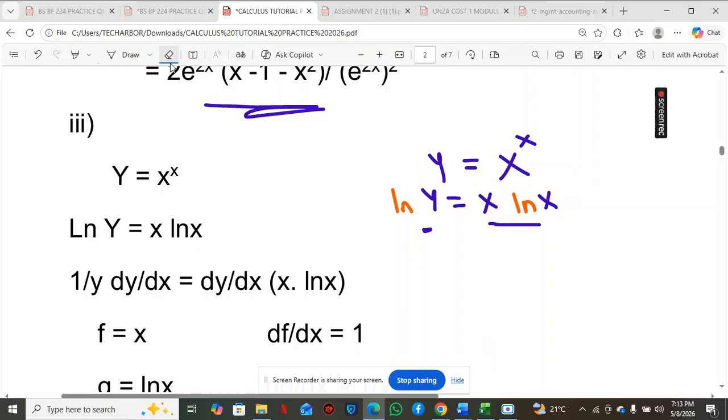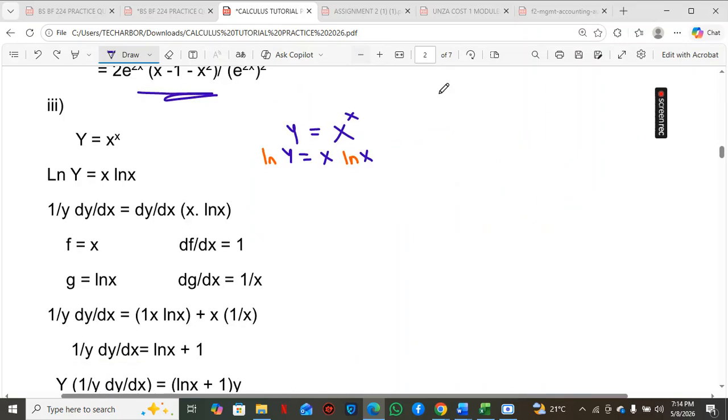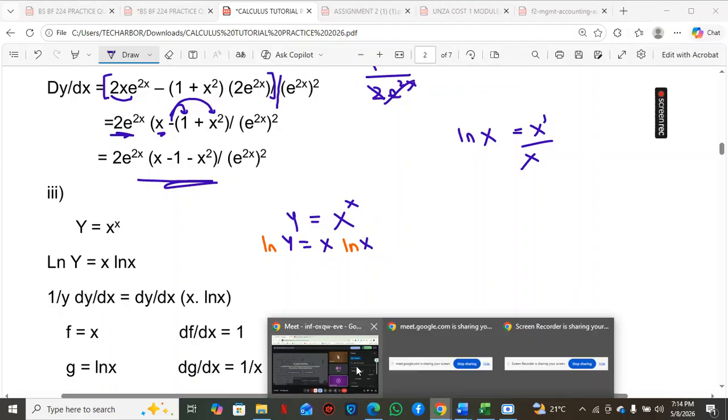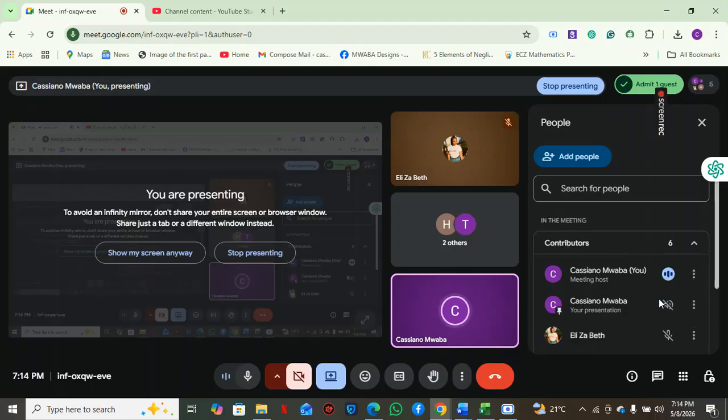Okay, so if you remember yesterday, this is how you derive logarithms. Remember the rule from yesterday, what I said? It's like this. The natural log of x, to derive it, it is x prime over x. Yesterday I used the letter u. You can use whichever letter you want. Any letter is okay.